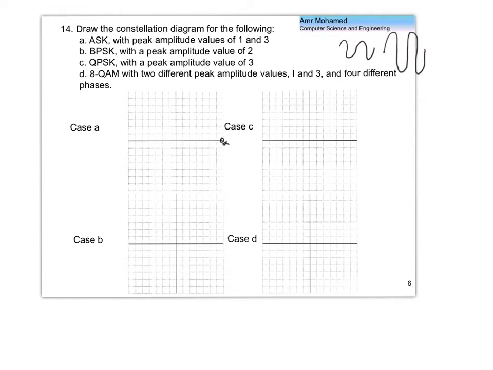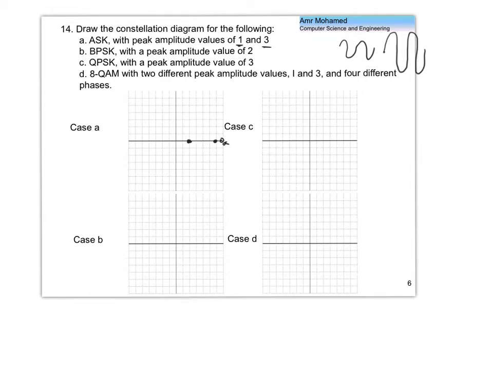So here I'm telling you that you have zero and one, and the zero will have a peak amplitude of one, and the one will have a peak amplitude of three. So it becomes like this. You have one symbol here and one symbol here. That's it. So this is ASK, and the phase is always zero. Okay. So we always convert to a sine wave, but the amplitude A is the parameter that we change.